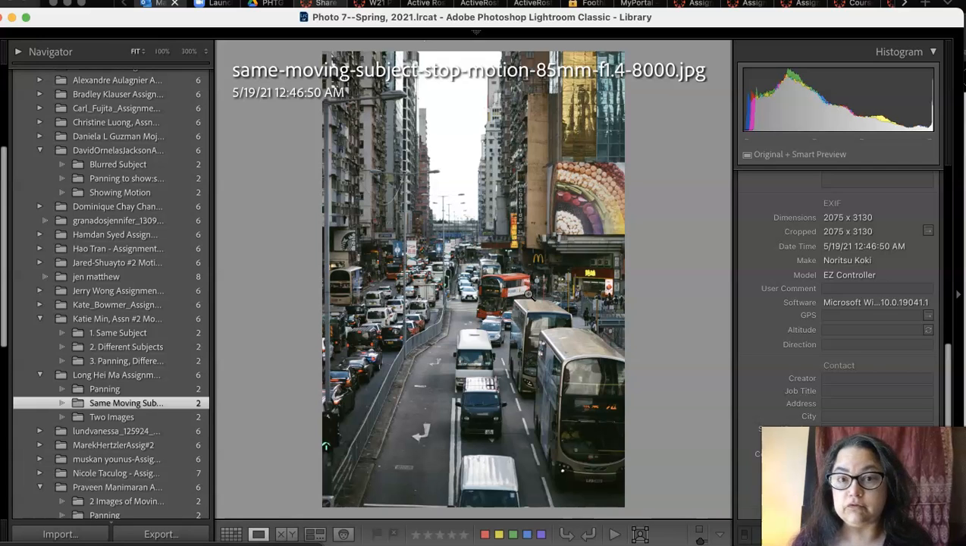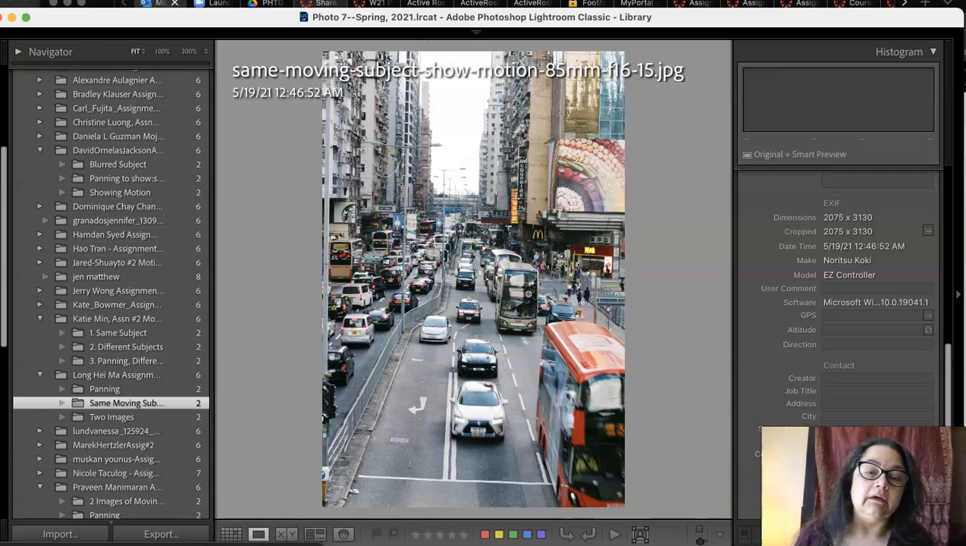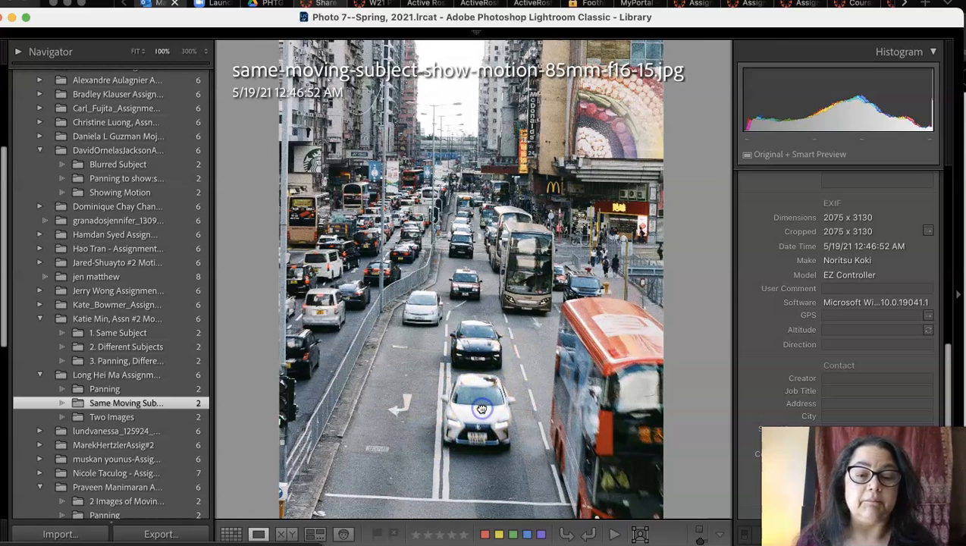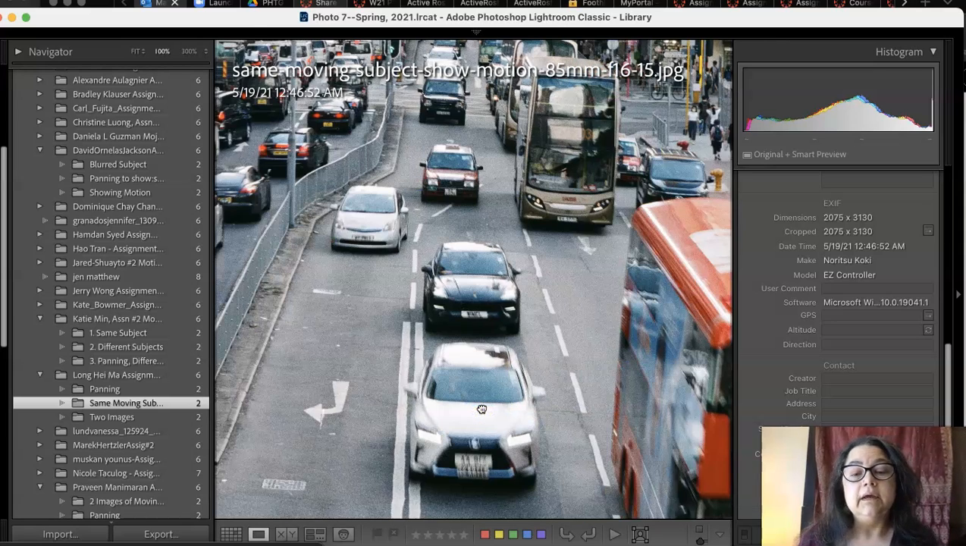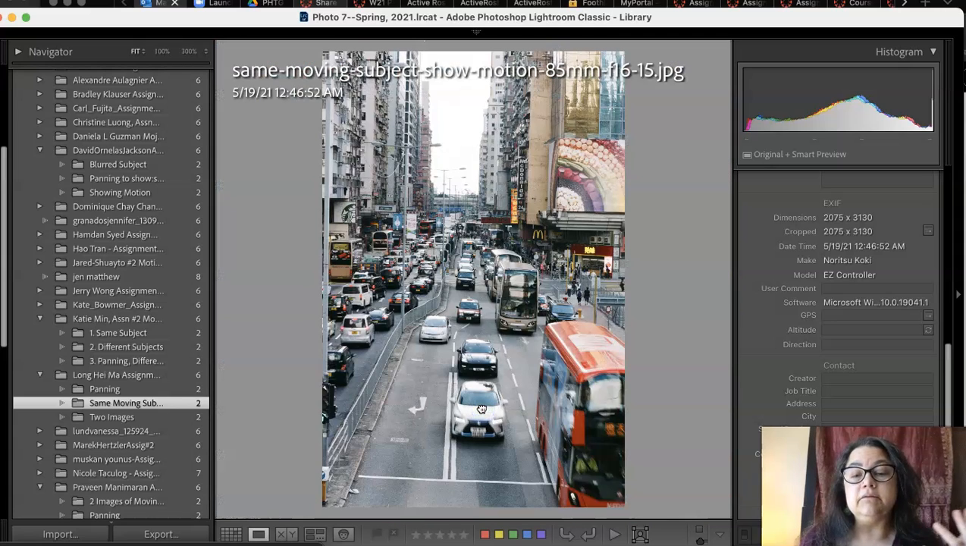you know, stopped traffic. In this image, you used a 15th of a second, and we're just starting to get a little sense of motion here, for example, with this car. It's a little blurry. But I think a much slower shutter speed would be more effective to show the motion.